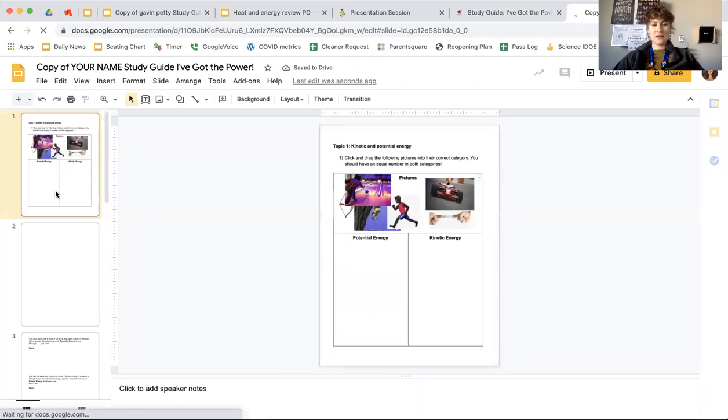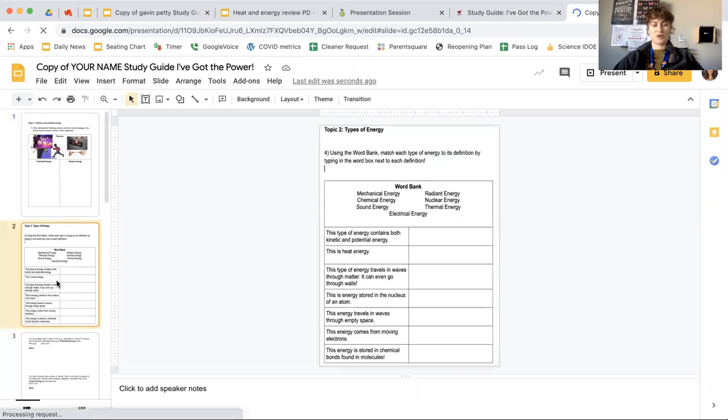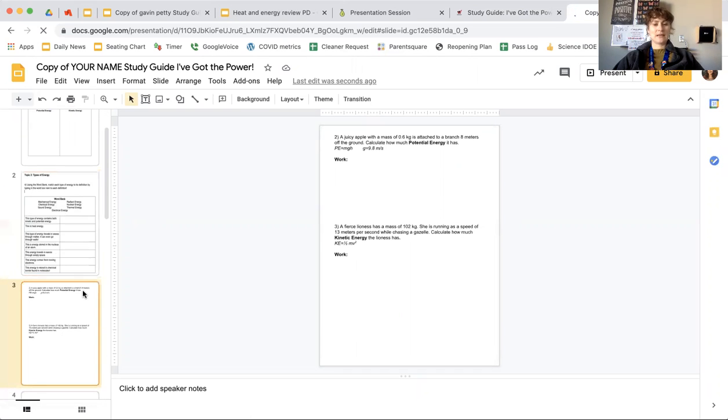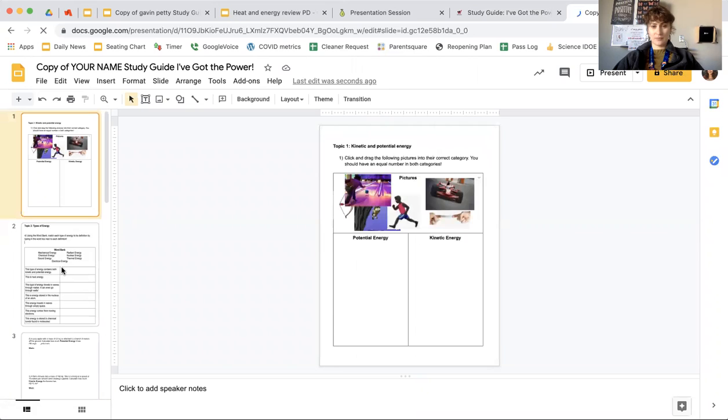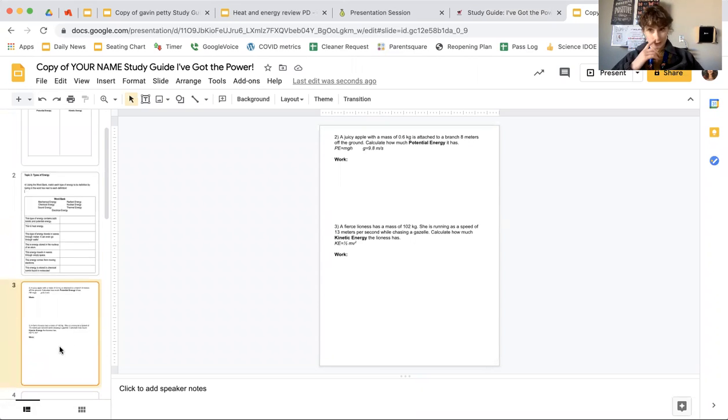So already you should have done pages 1, 2, and 3. And in class, we're going to go over the answers. So you're going to miss out a little bit on pages 1, 2, and 3. But it's still important to do them, and reach out to me if you have questions, if you're getting stuck, if you don't know what to do.